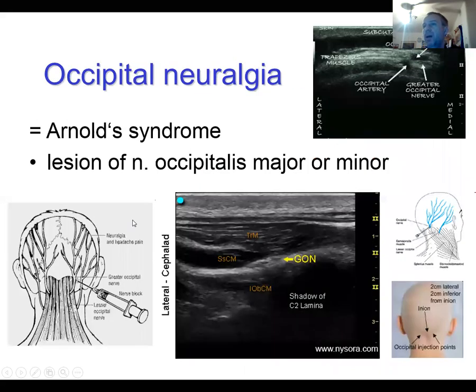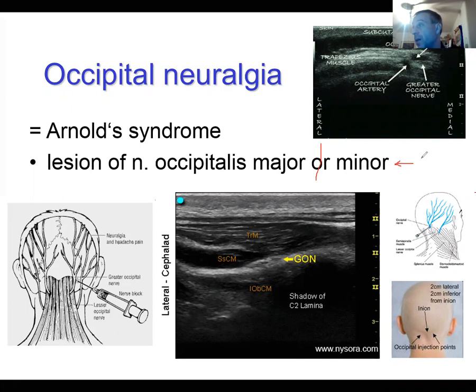The same is valid for the occipital nerve. So the greater occipital nerve can be entrapped here when passing through the fascia. Similarly, a lesser occipital nerve, which is branched from the cervical plexus, can be also compressed here when passing through the fascia. So both occipital nerves, or one of them, can be compressed here, and of course we have to solve it usually by nerve block.